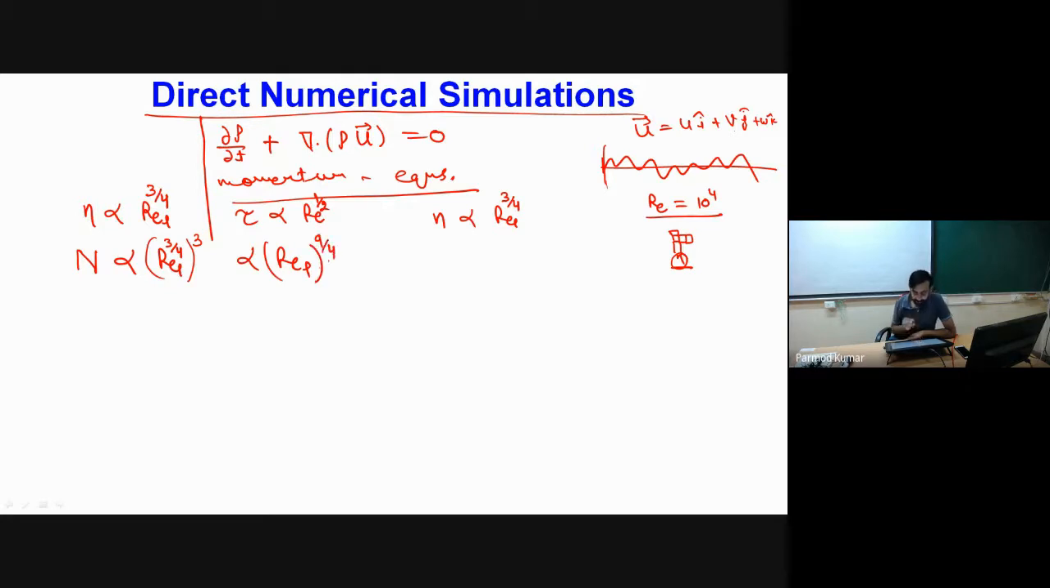So it will be proportional to Re_L to the power 9/4. Now you can see that if my Reynolds number has a value of 10 to the power 4, which is not a very high value for a turbulent flow situation, because we have very, very high values in turbulent flows, you have to consider almost 10 to the power 9 cells. So your domain will have 10 to the power 9 cells. And as I told you, we will have some fluctuations. Some of the fluctuations will be very fast and some will be very slow.